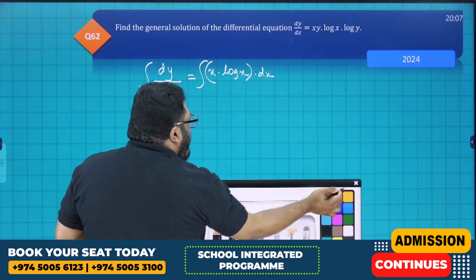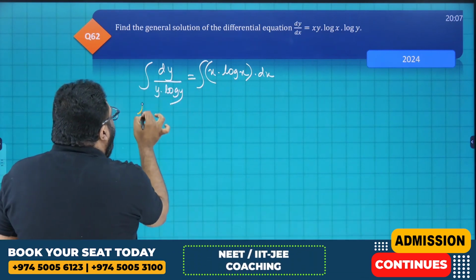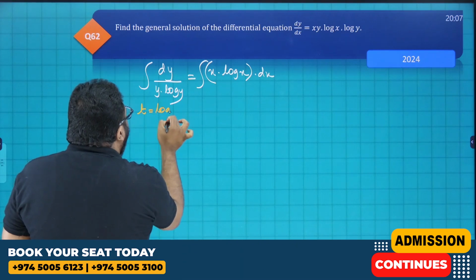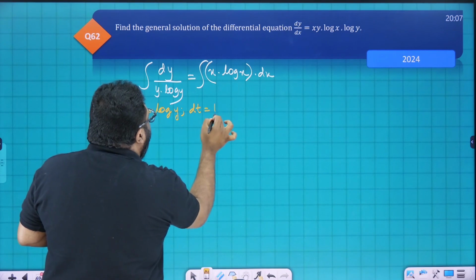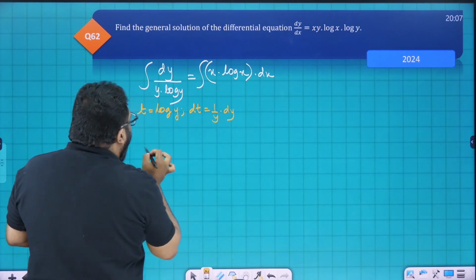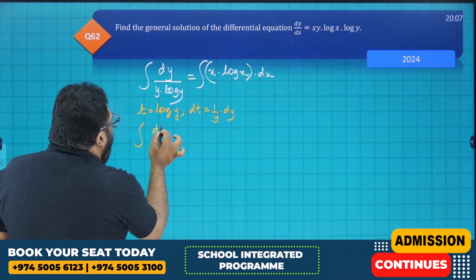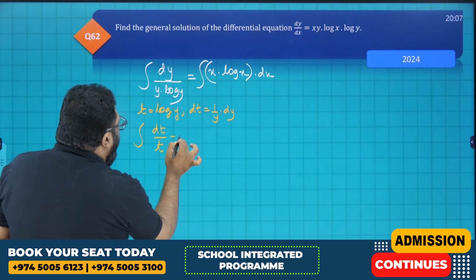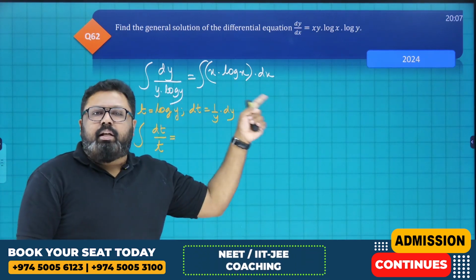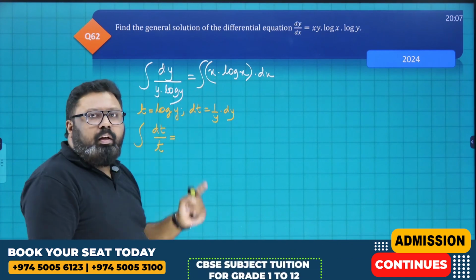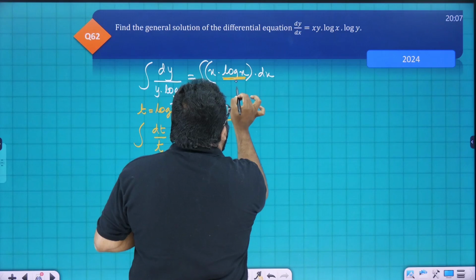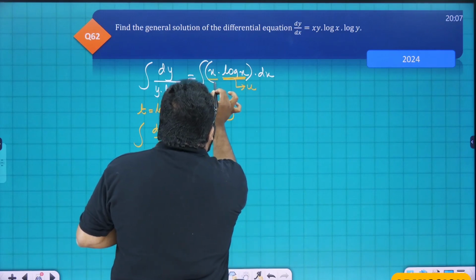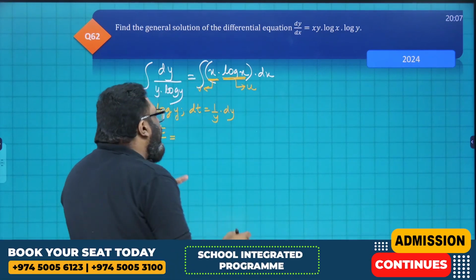Now, this can be done using the method of substitution. t is equal to log y. So, dt is equal to 1 by y dy. So, the left side is going to be dt by t. Right side, my dears, it is not direct substitution. It's integration by parts. Logarithm function, my dears, you are going to call it as u. An algebraic function, you're going to call it as v.